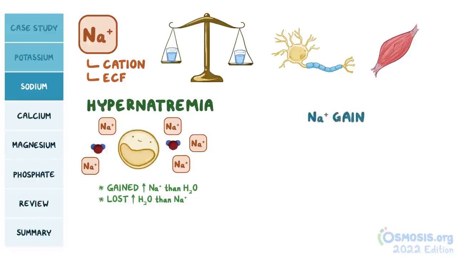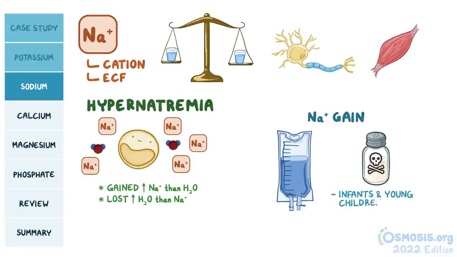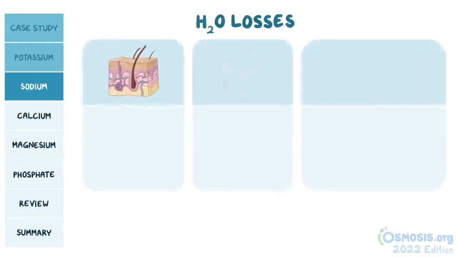Sodium gains happen most commonly when someone in the hospital is given too much sodium intravenously too quickly. The other possibility is salt poisoning, which is a rare scenario, but if it is seen, it's typically in infants and young children who have been abused. Water losses, on the other hand, are much more common and can result in hypernatremia if the lost water is not replaced. There are three possible sources: skin, gastrointestinal, and urinary losses.